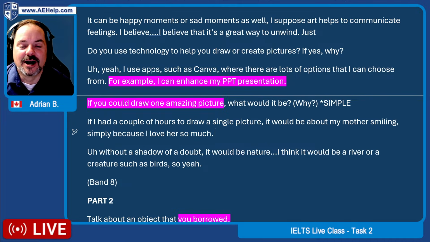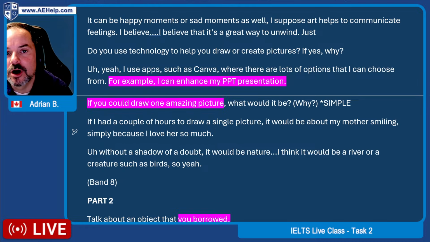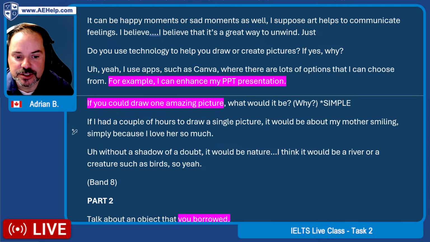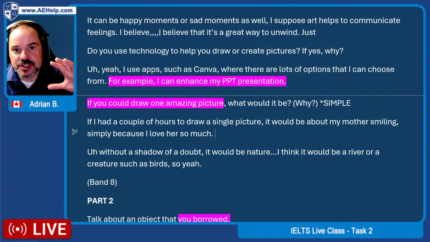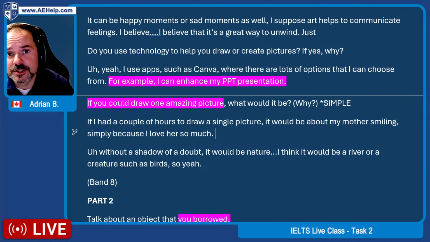Okay, so don't overcomplicate it. Really focus on the condition. So if I had a couple of hours to draw a single picture, it would be about my mother smiling, simply because I love her so much. So just that. Okay, do you want to try it one more time? Use the condition, focus on the one picture.